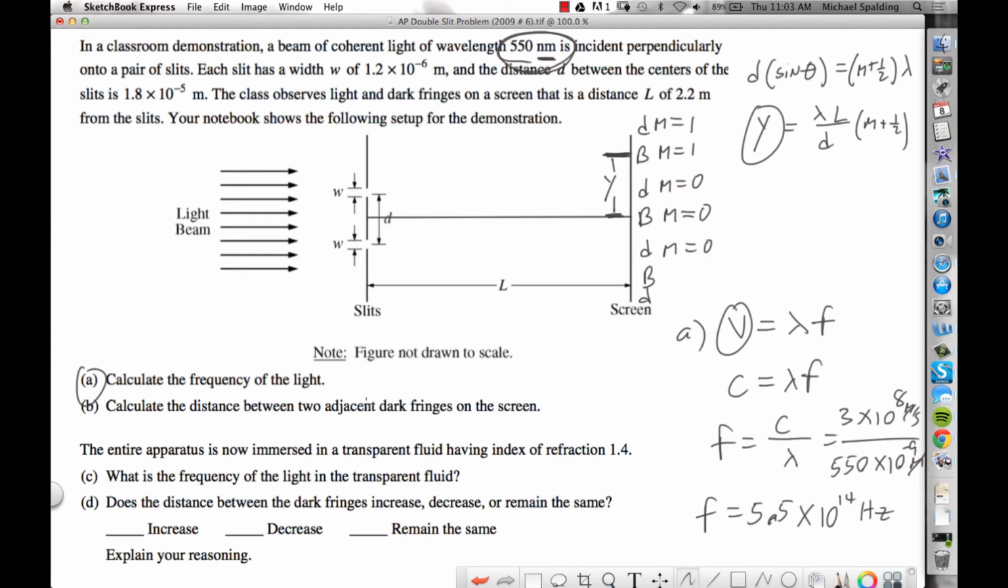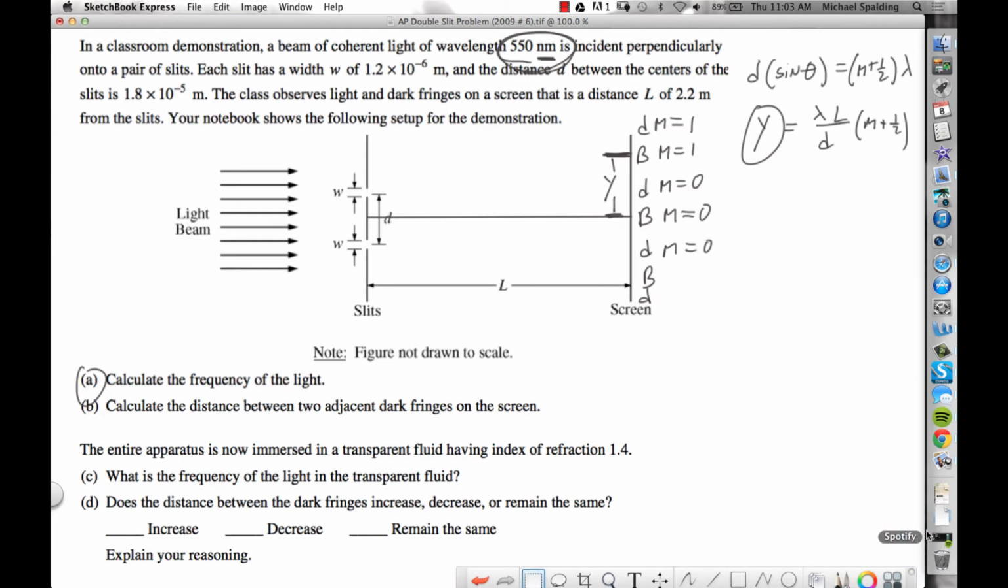Now, part B. Calculate the distance between two adjacent dark fringes. How do we do two adjacent dark fringes? Well, here's what I'm going to do, guys. I think this is a rather nice way to look at it. I'm going to get the distance from this center line, from here up to the first dark. I'm going to get that distance.